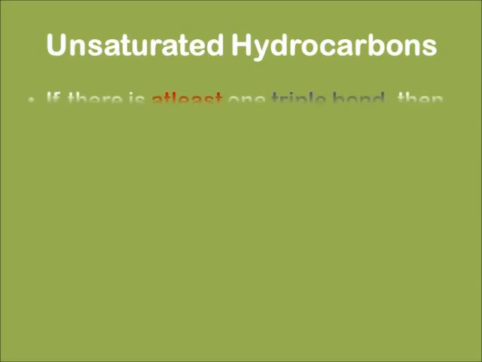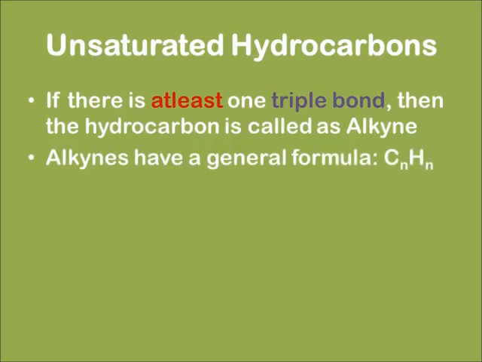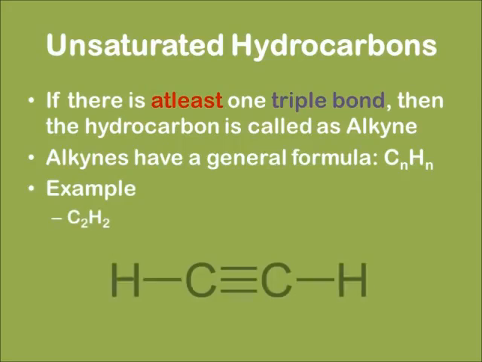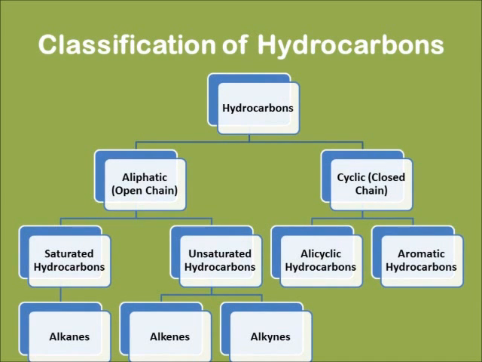Similarly, if in a hydrocarbon there is at least one carbon-carbon triple bond, then that hydrocarbon will be called an alkyne. The general formula of an alkyne is CnH2n-2. Given below is an example of an alkyne. Coming back to the classification of hydrocarbons. Now we will be discussing about this part.